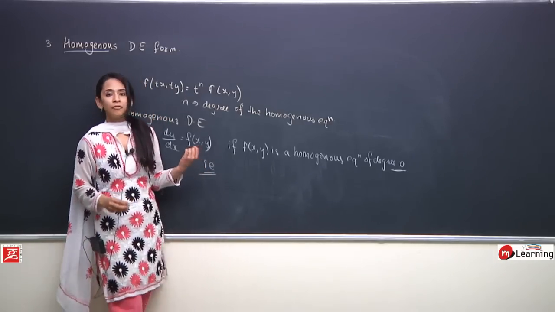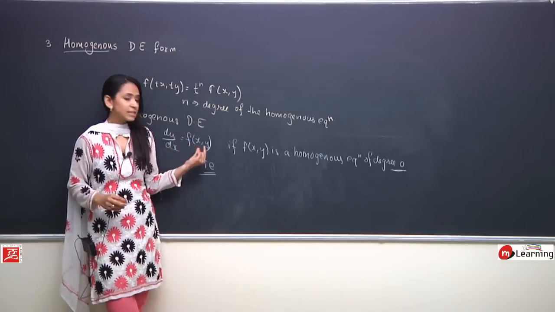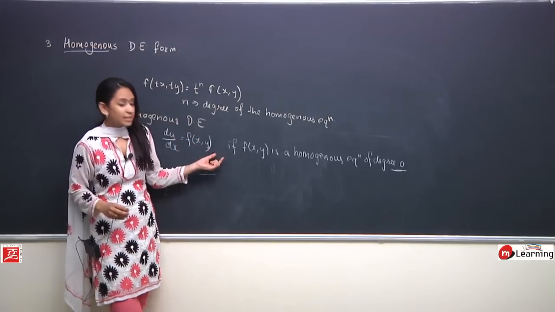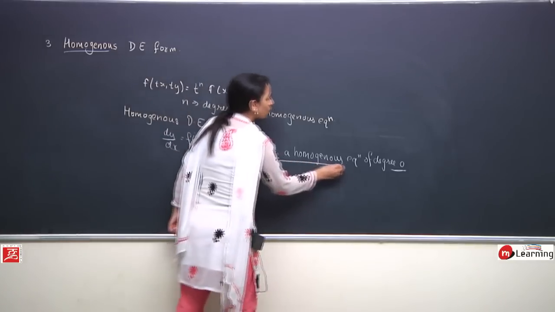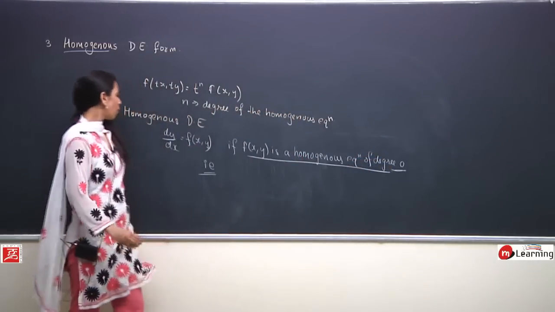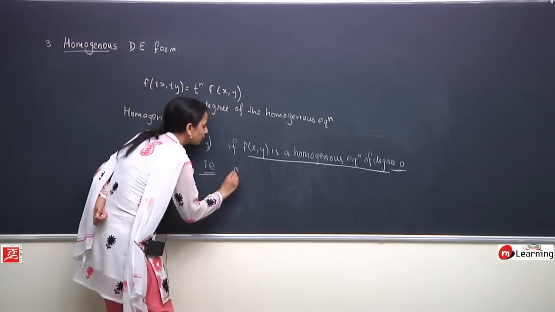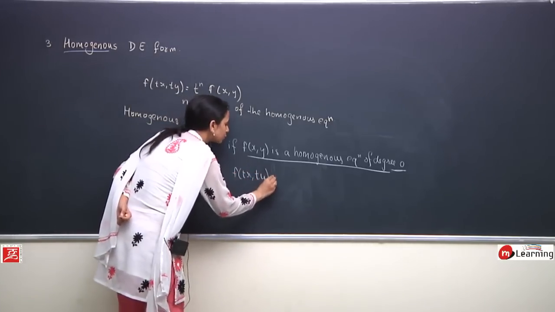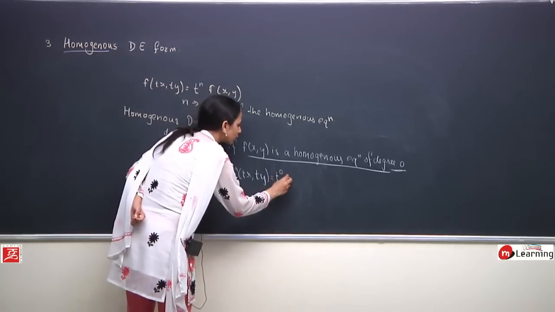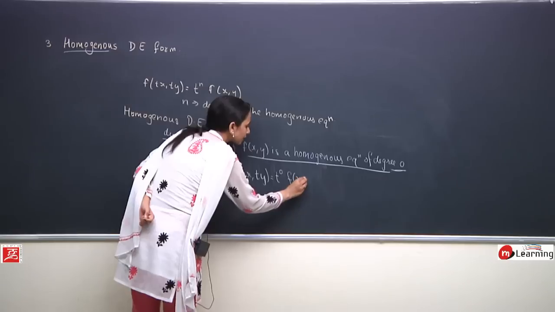So what did we get? A differential equation dy by dx is equals to f of xy is said to be a homogeneous differential equation if f of xy is a homogeneous equation of degree 0, or I can say f of tx comma ty is equals to t to the power 0 f of xy.